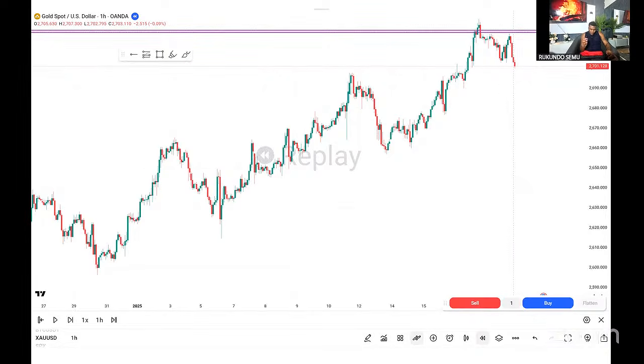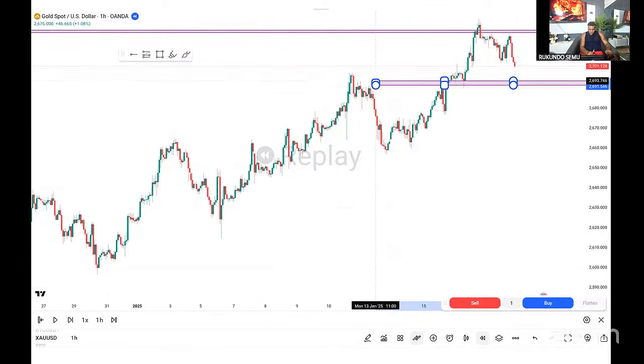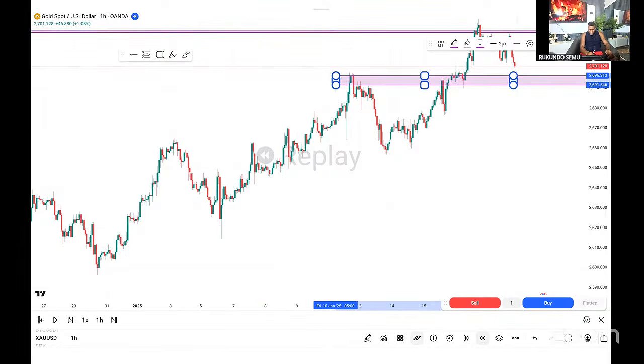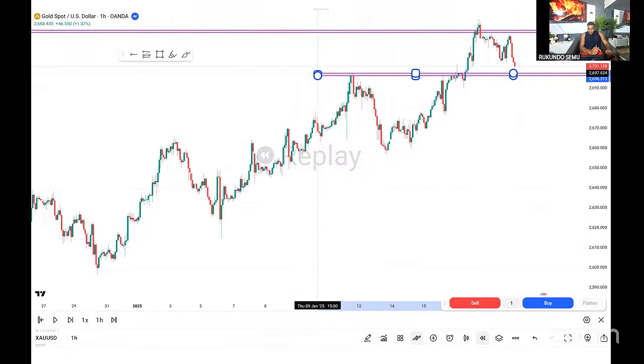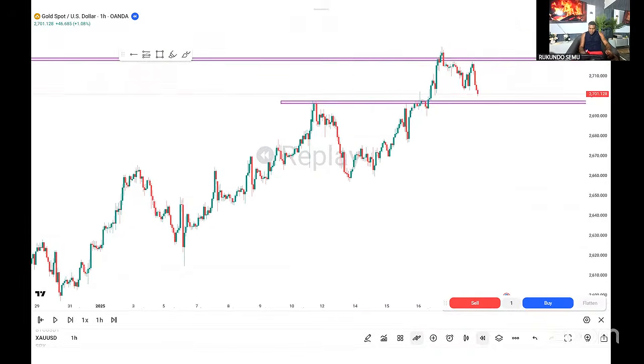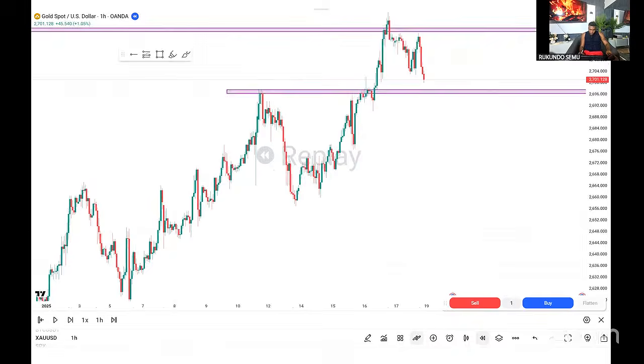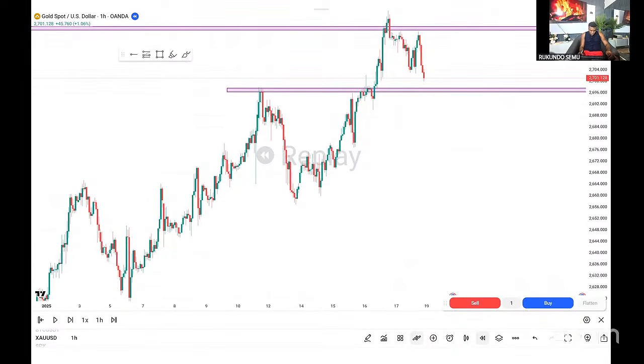So now we are going to mark our zones. The last swing high here, where is it? It is here. Now we are going to mark our last swing high. This is our last swing high. We mark on the bodies, not the wicks. You need to understand this. We mark on the bodies, not what we call wicks. Are you understanding it, guys?